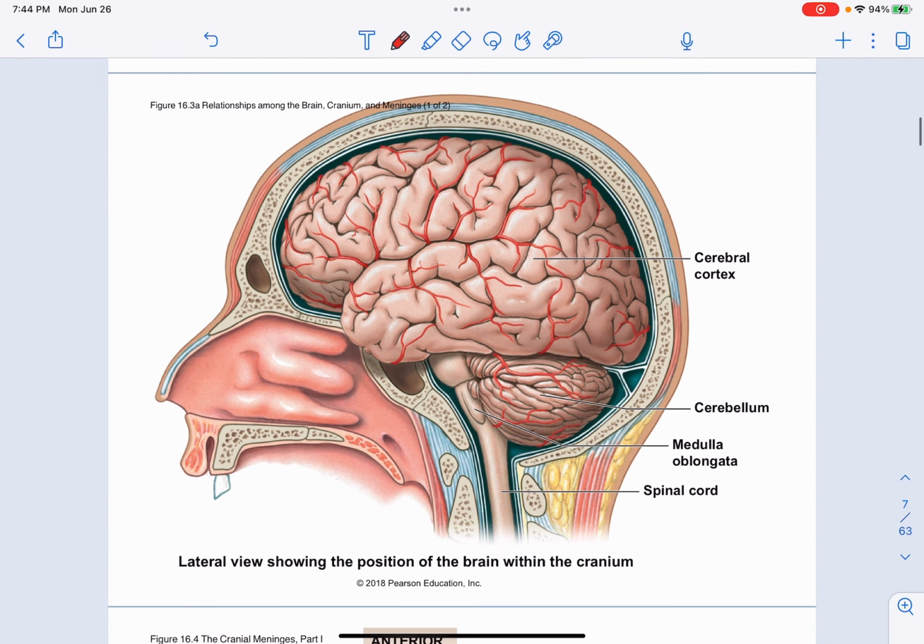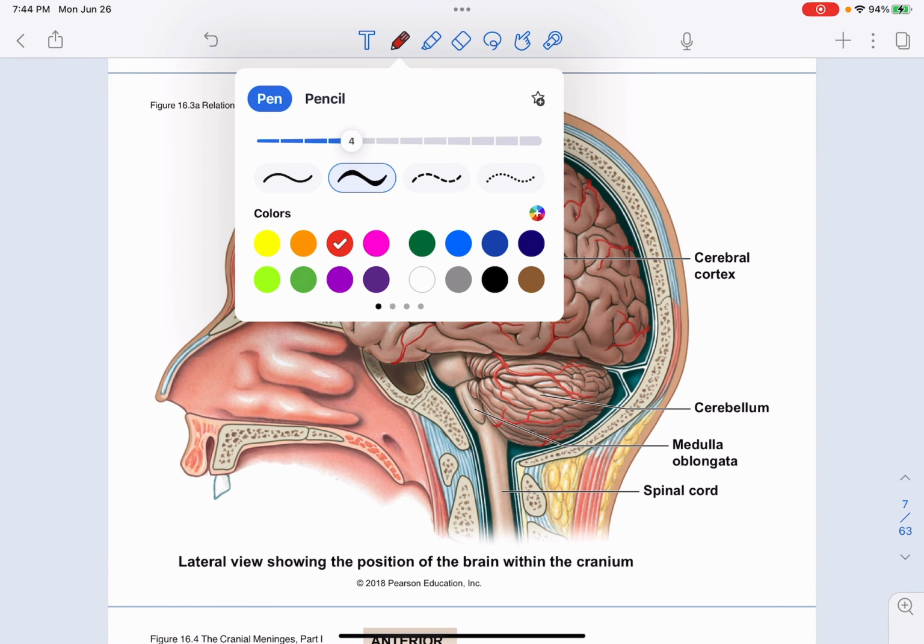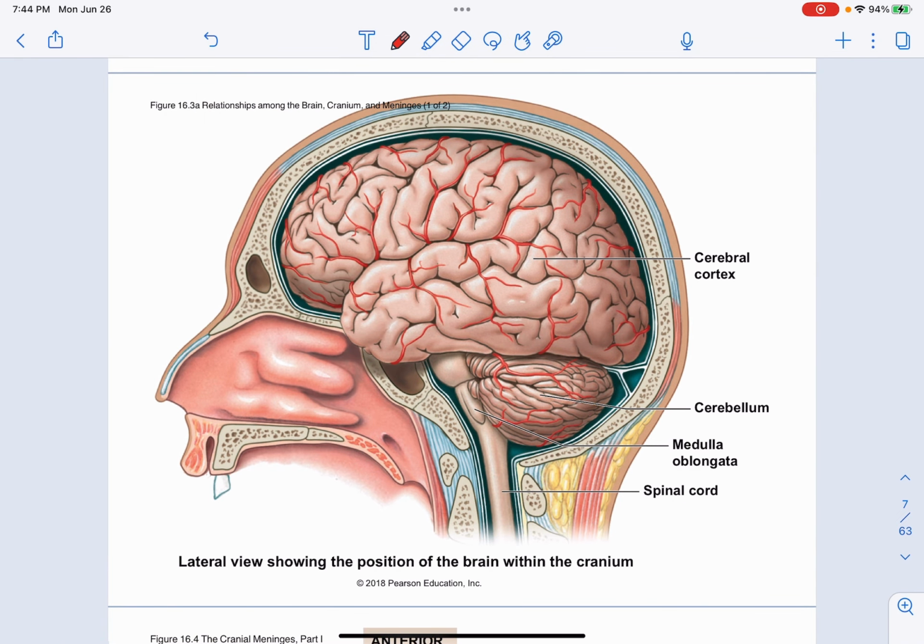Here is a sagittal view of the brain. You can't see all that much in this image, but you can see the bones, right? And then below that, here are these meninges. You can kind of make out the meninges. And then that dark-filled space that you're seeing, I'm going to take a yellow so you can see it. This dark-filled space right there would be filled with cerebrospinal fluid.